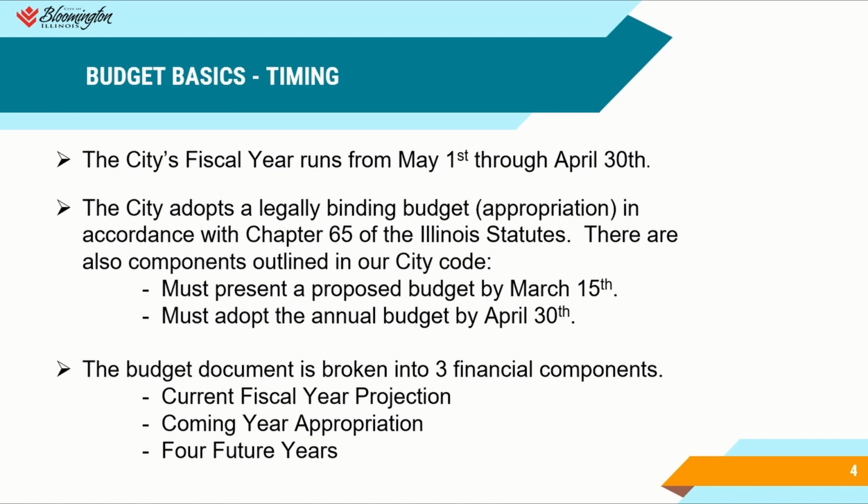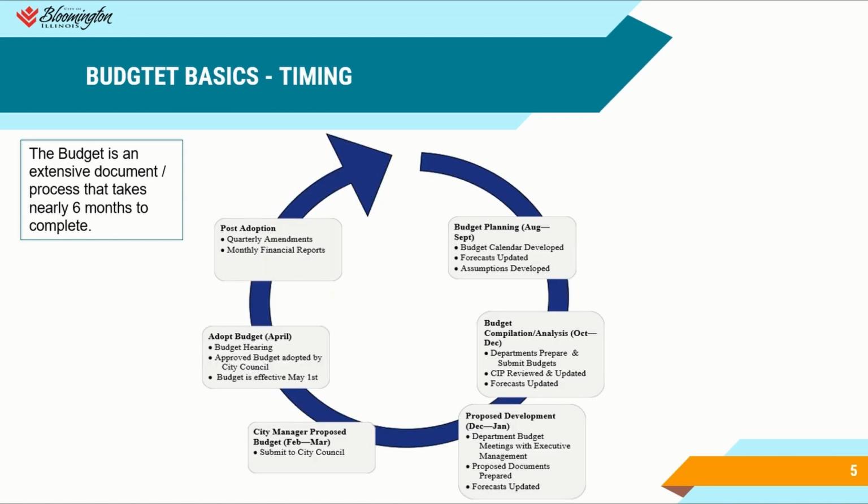Budget basics. The city's fiscal year runs from May 1st through April 30th. The city adopts a legally binding budget in accordance with Chapter 65 of the Illinois statutes. There are also components outlined in our city code. The city must present a proposed budget by March 15th and adopt the annual budget by April 30th. The budget document is broken into 3 financial components: the current fiscal year projection, the coming year appropriation, and the 4 future or out years. Timing. The budget is an extensive document process that takes nearly 6 months to complete.